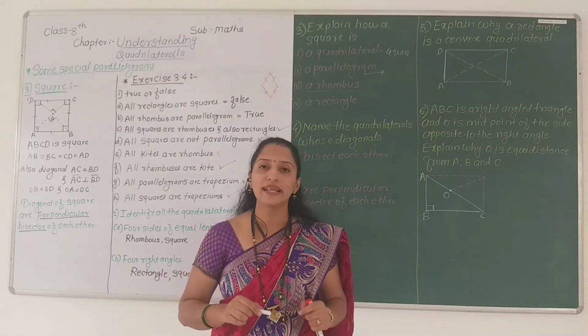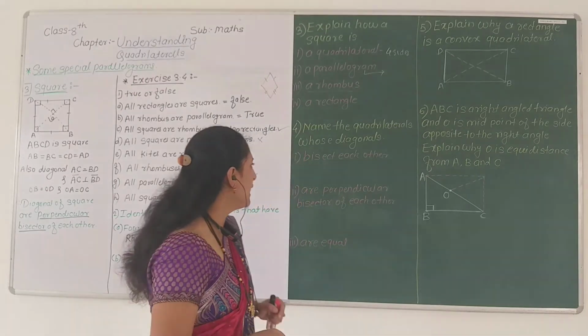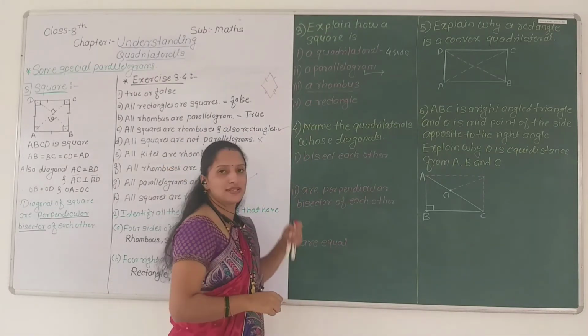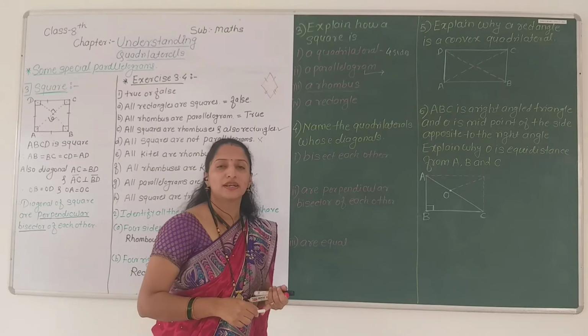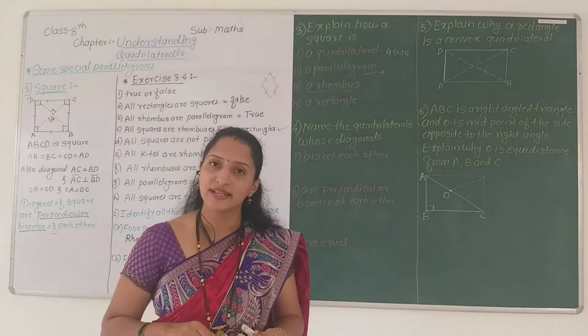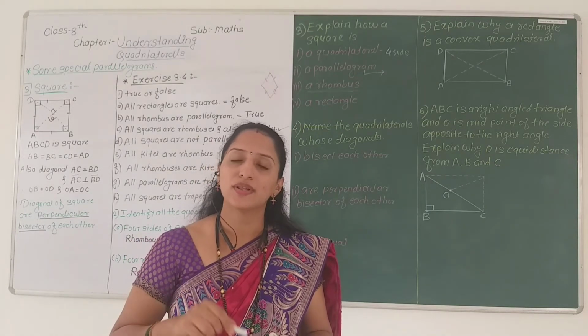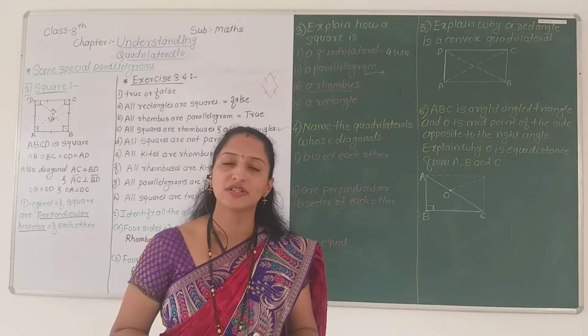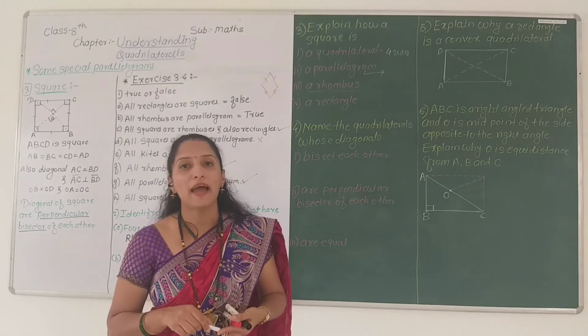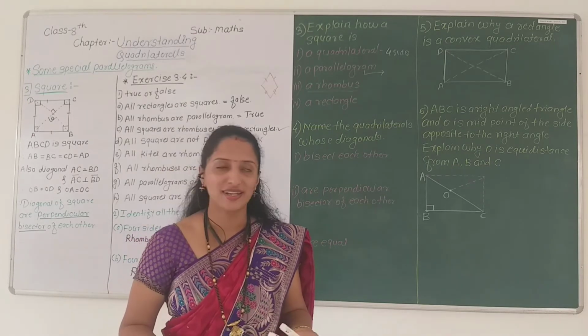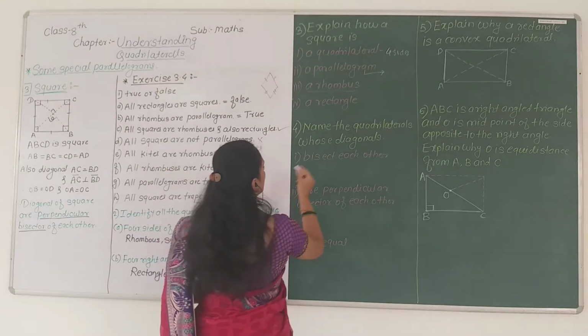We have already learned that the diagonals of a rhombus bisect each other. Diagonals of rectangles bisect each other. Diagonals of squares also bisect each other. Diagonals of a parallelogram bisect each other. Right? So, how can we write this?